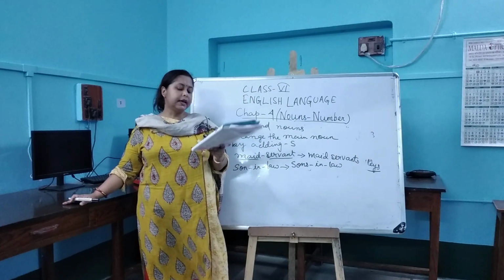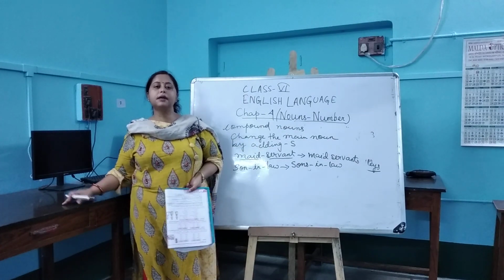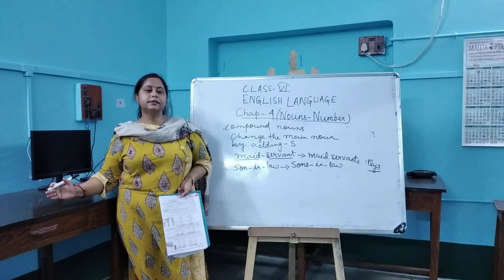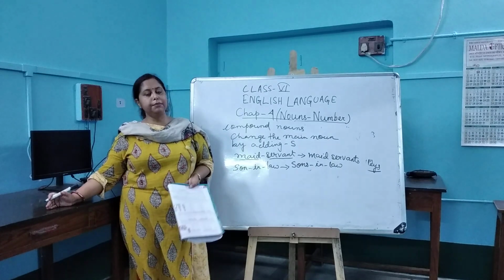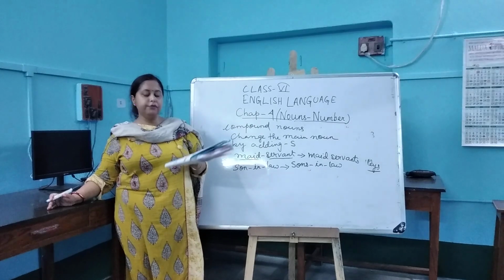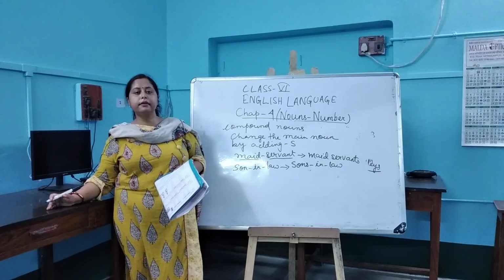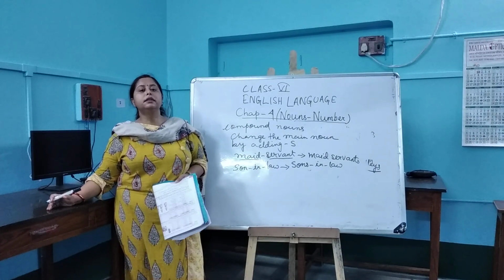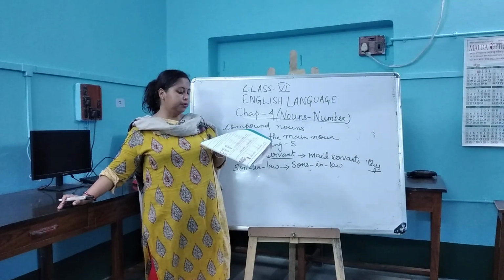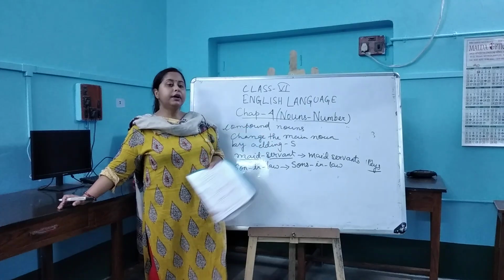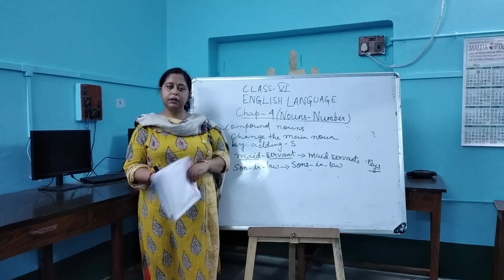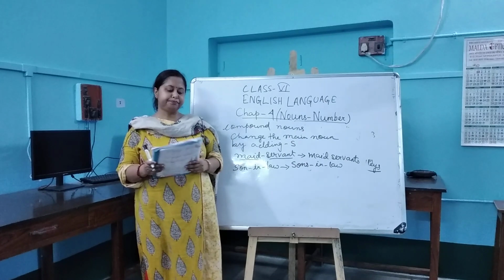Some nouns have the same plural and singular form. There are some nouns which have the same singular and plural form, like scenery, furniture, information, advice, aircraft. All these are the same in the singular form and the plural form. Like, the furniture is polished. The furniture are polished. Both are the same. They are used in both forms.